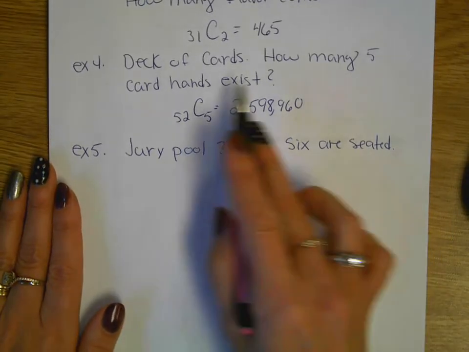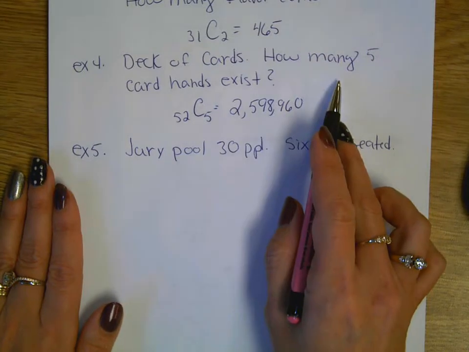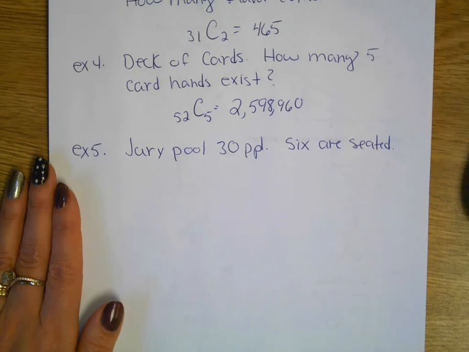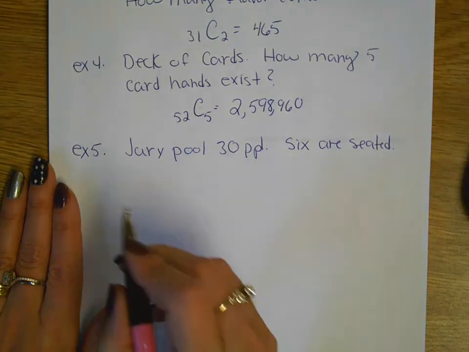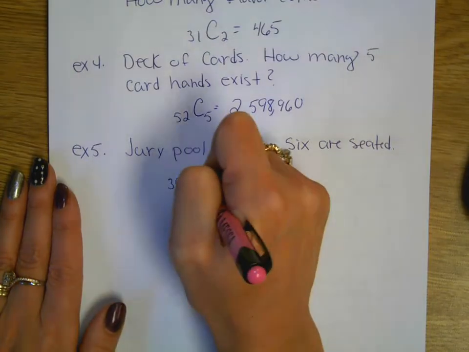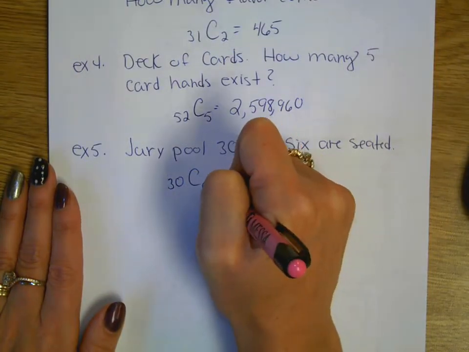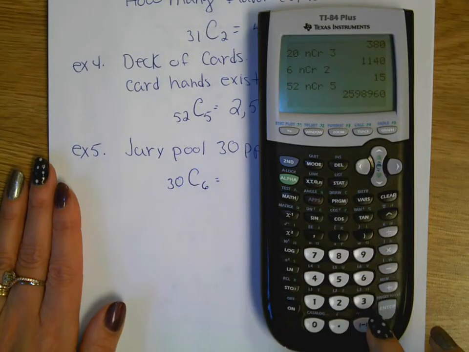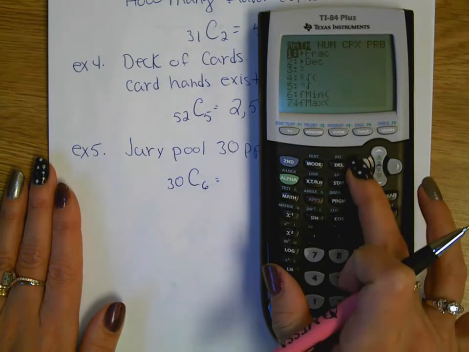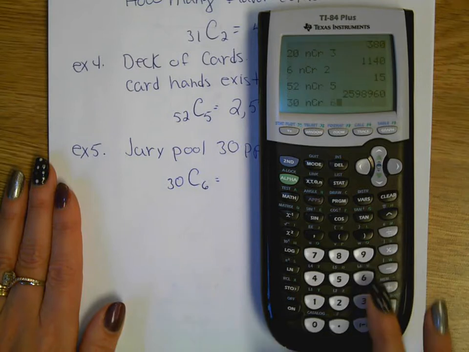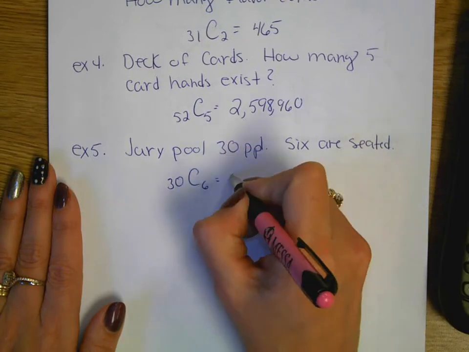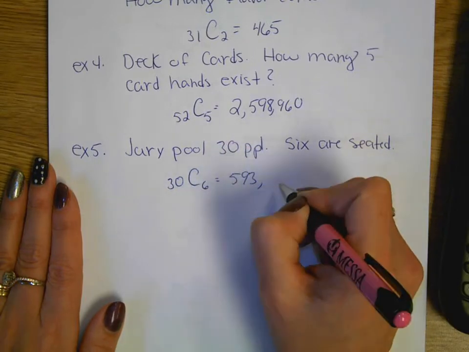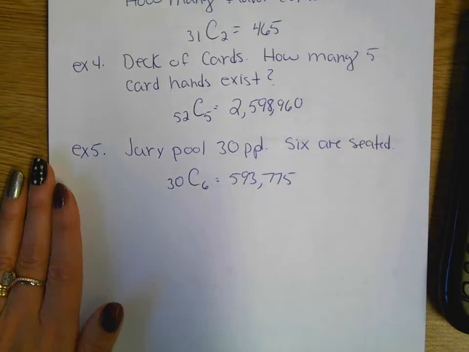Well, think about the 6 people sitting down. If I switch the order of them, is that a different jury? And the answer is no. It's the same 6 people that are going to determine guilty or innocent. So we will go with a combination. Split 30 choose 6. Which I don't have the answer. Choose 6. 593,775. Okay, done with the easy ones.